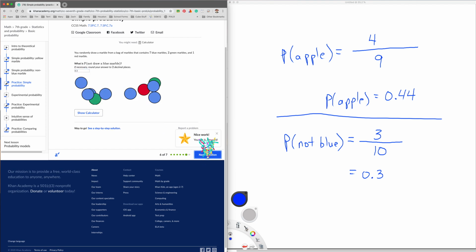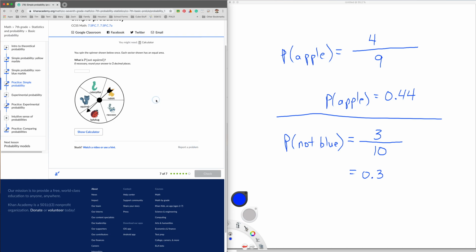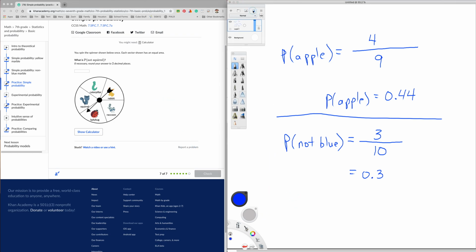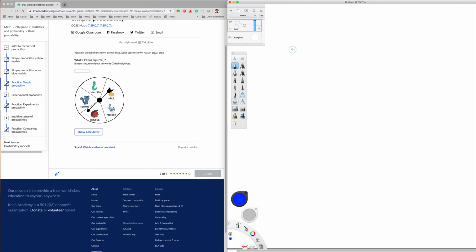And yay, let's do one final one. The probability that I get something that's not a squirrel here. So here you go. You spin the spinner shown, each sector shown is an equal area. The probability that it's not a squirrel. So the probability of not a squirrel. So the denominator, again, I always do it first. I just figure the total out. 1, 2, 3, 4, 5 sectors. There's 5 sectors on this thing. So my denominator is 5.